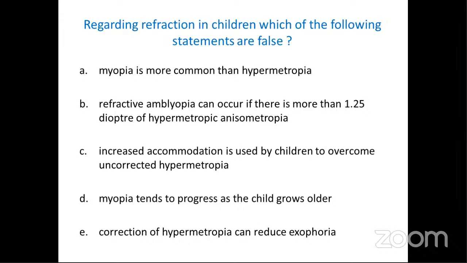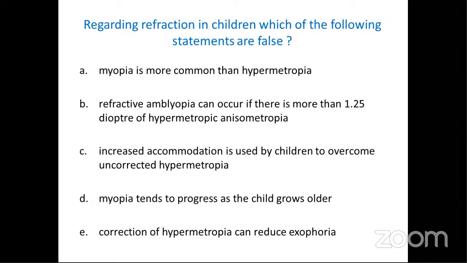Increased accommodation is used by children to overcome uncorrected hypermetropia. That is also correct. When they are using increased accommodation, the convergence is also high. So such children very easily develop esotropia, refractive accommodative esotropia. Myopia tends to progress as the child grows older. That is very often, because the eye axial length also increases, and myopia also increases.